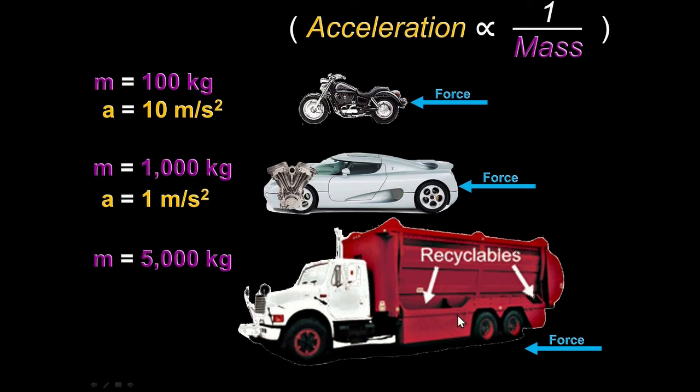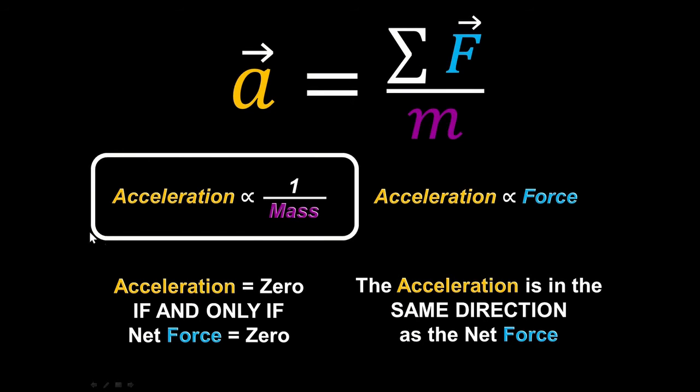Now we're going to put the same amount of force on this big truck here, and it has 5 times as much mass as this one, so it should have 1/5 the acceleration. So 1/5 of that is 0.2. All right, a couple examples showing how mass and acceleration are inversely proportional. That's the symbol for proportional.